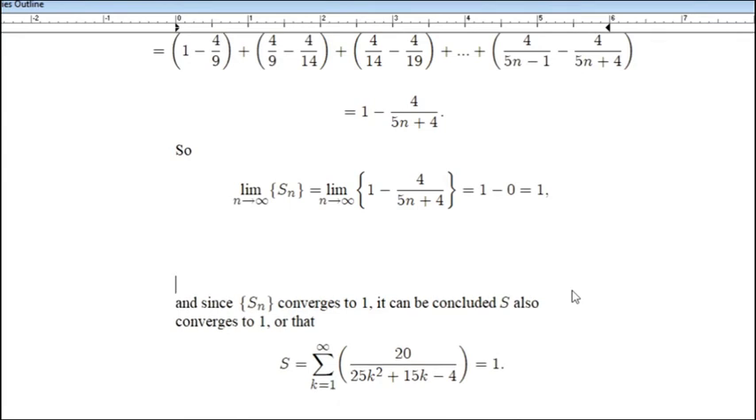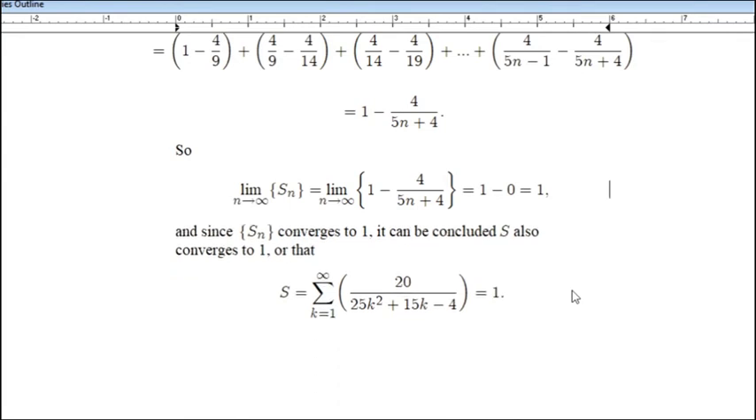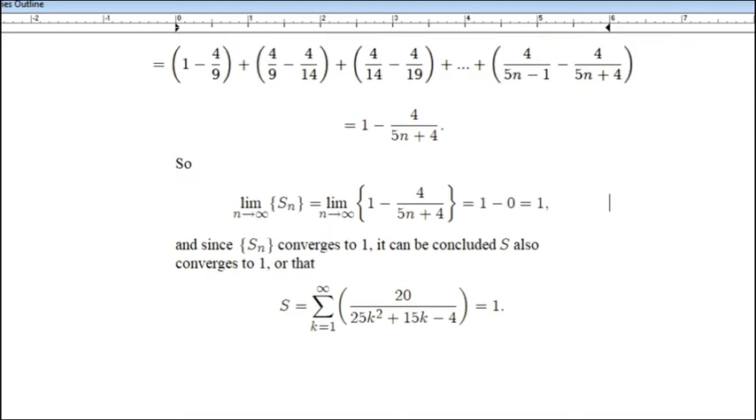What we can finish up with here, what we can actually then conclude, is that since sequence S sub n converges to the value of 1, the value of S must also converge to this value of 1. Or, if we think about the actual value of S given by the summation of this proper rational argument involving k, that does equal this value 1 in its sum.